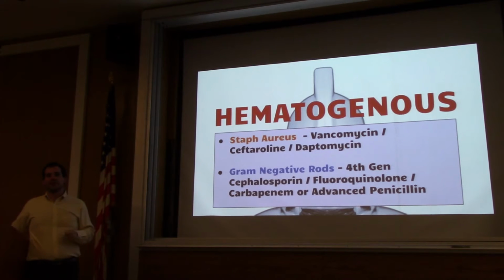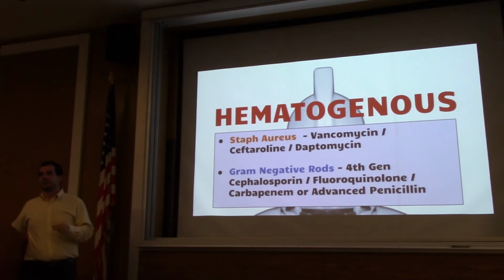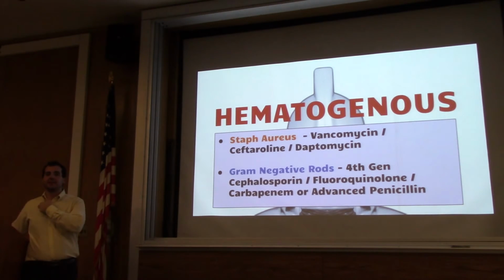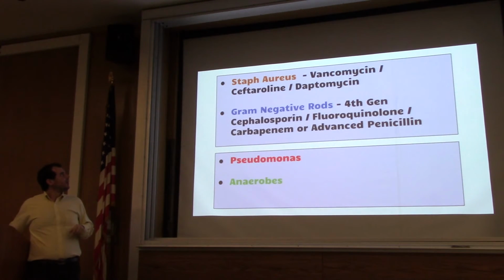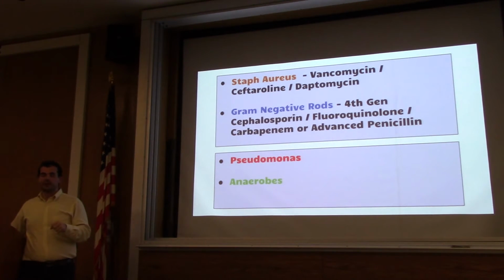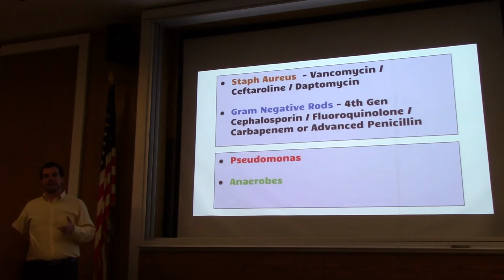And then for the gram-negative rods, the 4th generation cephalosporins should be fine for somebody who has no other risk factors for pseudomonal infection. If they're a diabetic and they have a limb infection, then I would cover for pseudomonas at this point as well. When you talk about the polymicrobial infections in the lower extremity from the diabetic ulcers, we have to add coverage for 2 important things. One is pseudomonas, and the other is anaerobes.